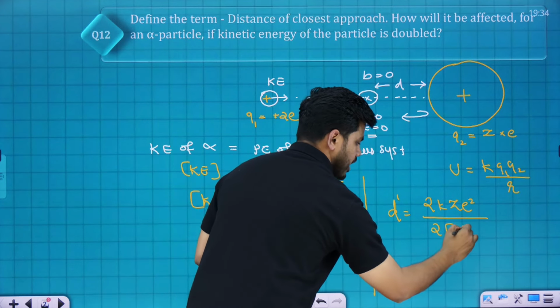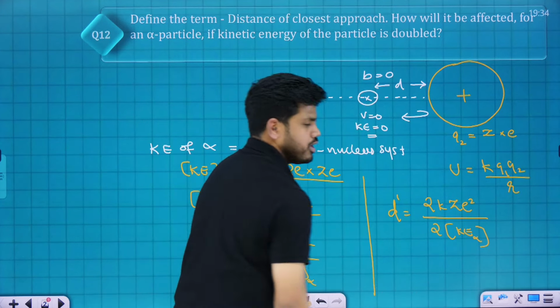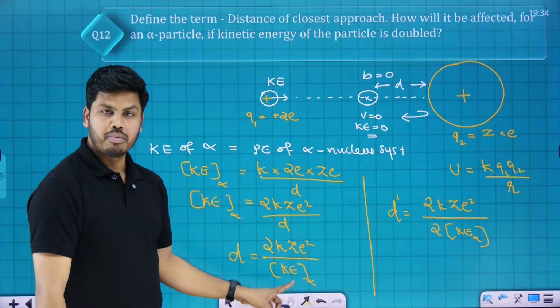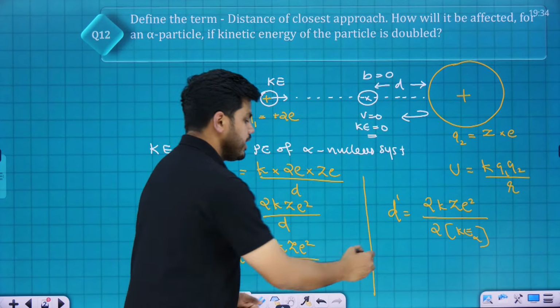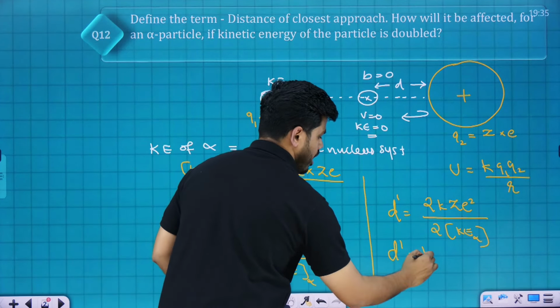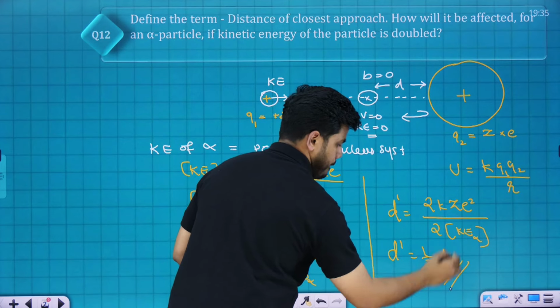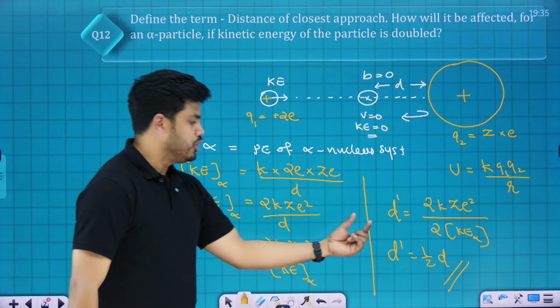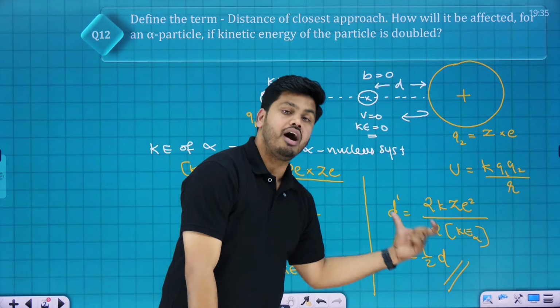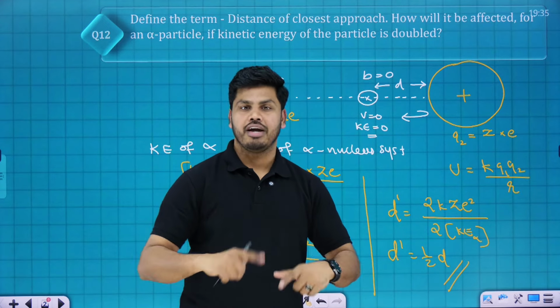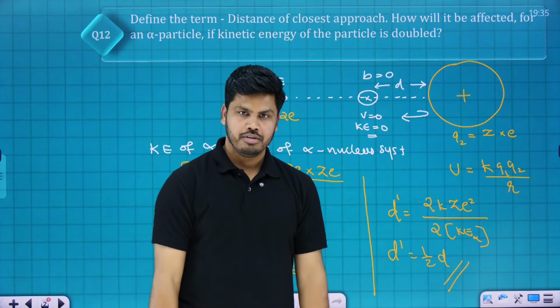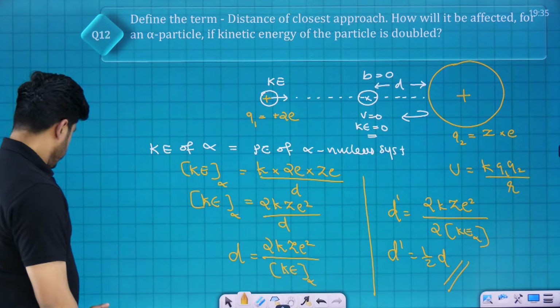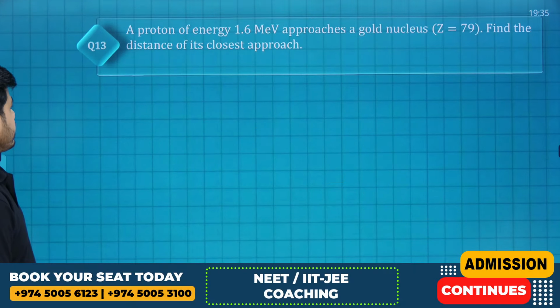2 times the kinetic energy of the alpha particle, right? The kinetic energy of the alpha particle is doubled. So what is d dash? D dash is going to be just half of the initial distance. Correct? So the new distance of closest approach will be half of its initial value when the kinetic energy of the alpha particle is doubled. Okay, so moving on to the next one.